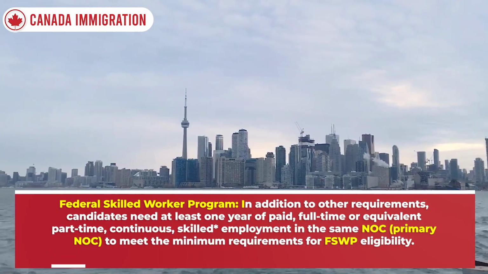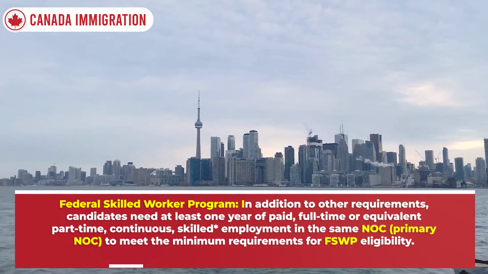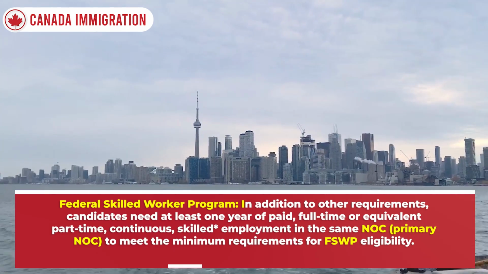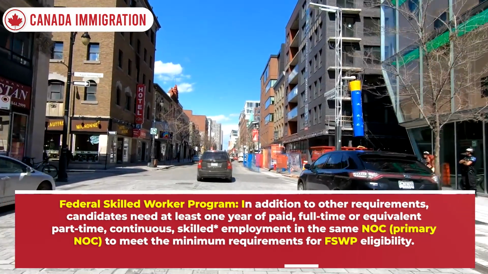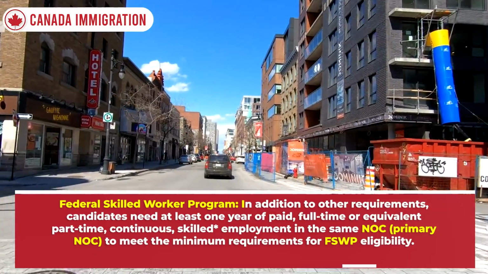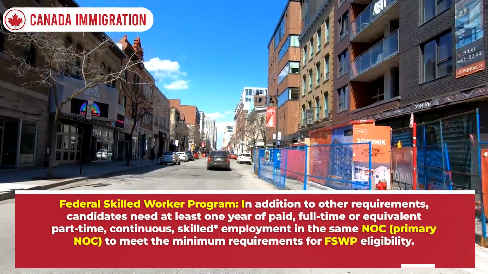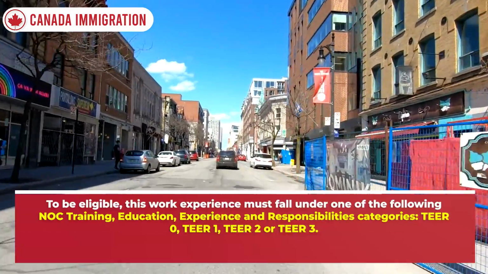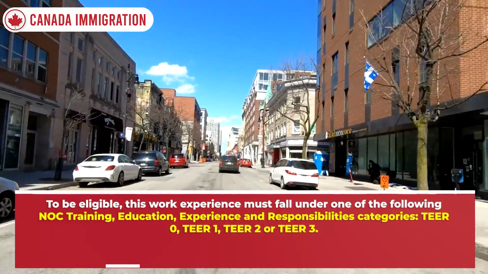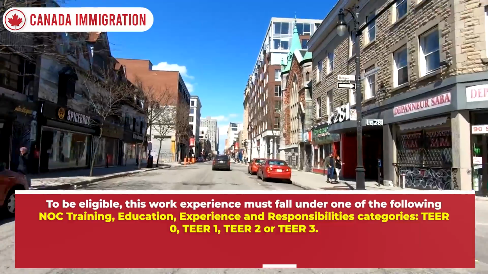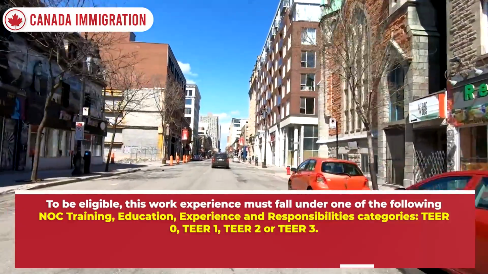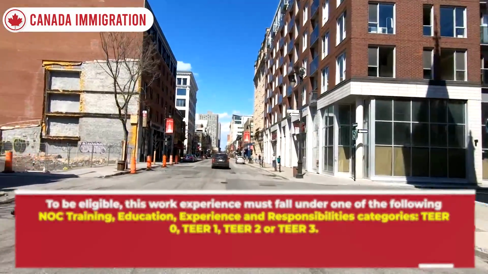Federal Skilled Worker Program. In addition to other requirements, candidates need at least 1 year of paid, full-time or equivalent part-time, continuous, skilled employment in the same NOC, primary NOC, to meet the minimum requirements for FSWP eligibility. To be eligible, this work experience must fall under one of the following NOC training, education, experience and responsibilities categories: Tier 0, Tier 1, Tier 2 or Tier 3.